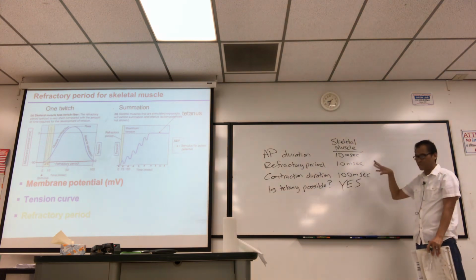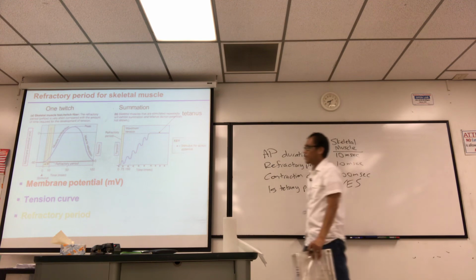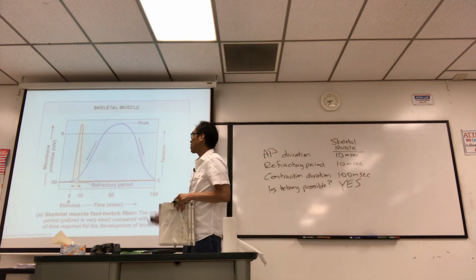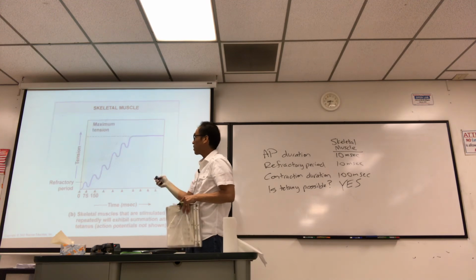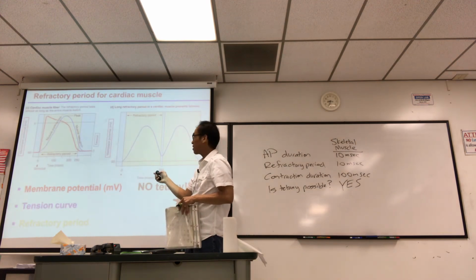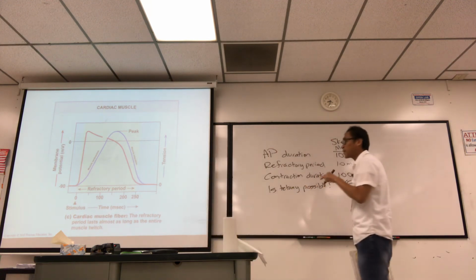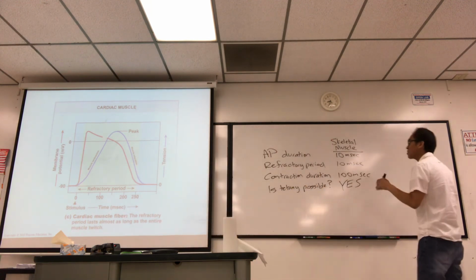Now, if we look at the same kind of data for cardiac muscle, it's quite different. So there's skeletal muscle. Here's the cardiac muscle data. Let's look at that first slide there. For cardiac muscle tissue, these are the contractile cells, right? Not the autorhythmic cells.